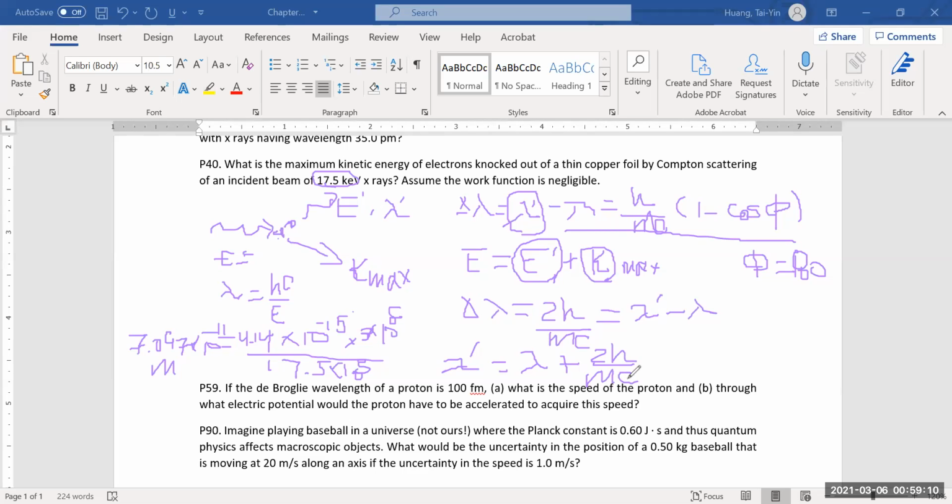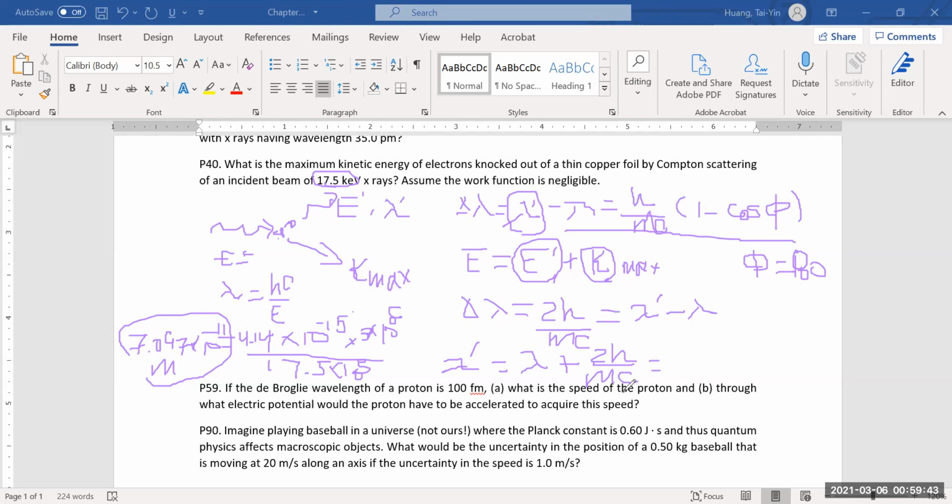My h here, because mass is in kilogram and c is meter per second, the unit I should use should be the SI unit. So my lambda is this value, 7.097 times 10 to the negative 11, plus 2 times 6.63 times 10 to the negative 34, divided by the mass of the electron, which is 9.11 times 10 to the negative 31, and c is 3 times 10 to the 8th.